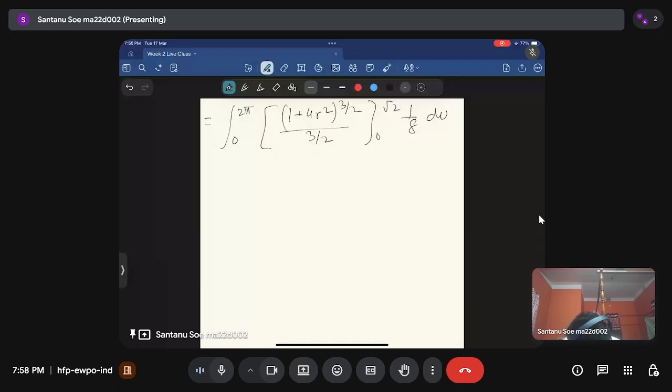So zx is going to be 1 by 2 square root of 9 minus x square minus y square into minus 2x. This is minus x by square root of 9 minus x square minus y square. Similarly, zy is also minus y by square root of 9 minus x square minus y square.